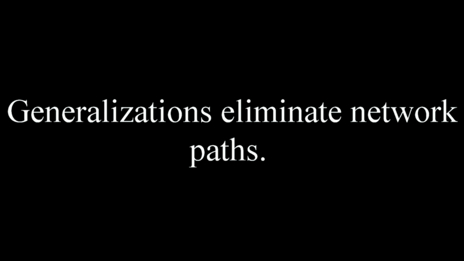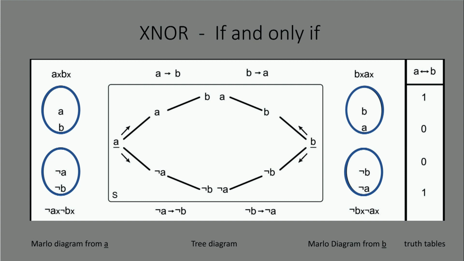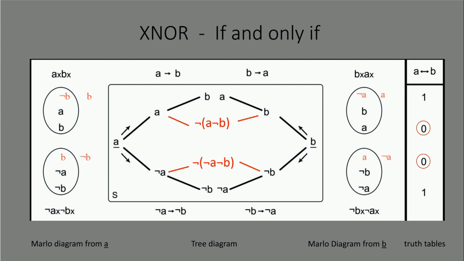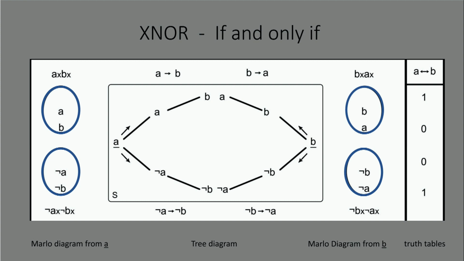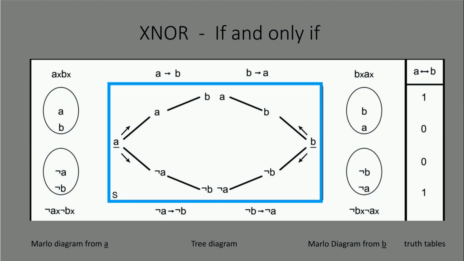Generalizations eliminate network paths. Marlo diagrams, tree diagrams and truth tables show us the same information. That is, what combinations of variables have been removed from the mental space. However, the tree diagrams and the Marlo diagram can also show the degree of activation of the variables. In the center of the image we can observe the tree diagram of a biconditional proposition. We observe from the perspective of criterion A that starting from A we can only arrive at B, and that starting from not A we can only reach not B.